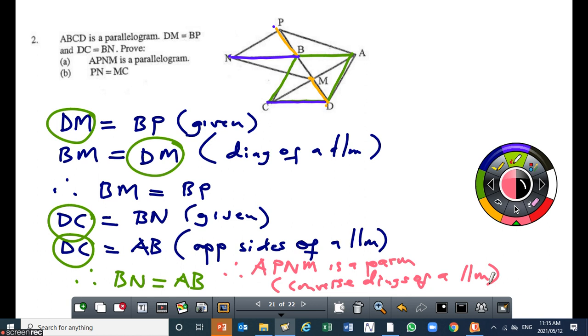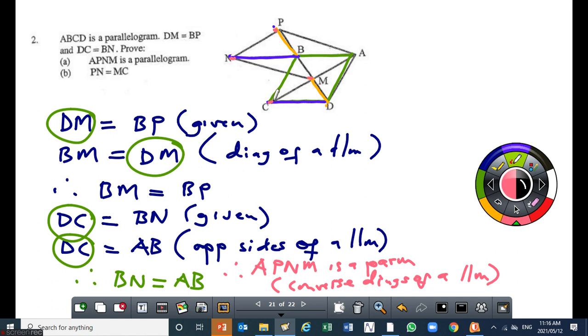But the last one says PN is equal to MC. You need to prove that PN, from here to there, is equal to MC, which is from here to there. So we need to prove that those two are equal.